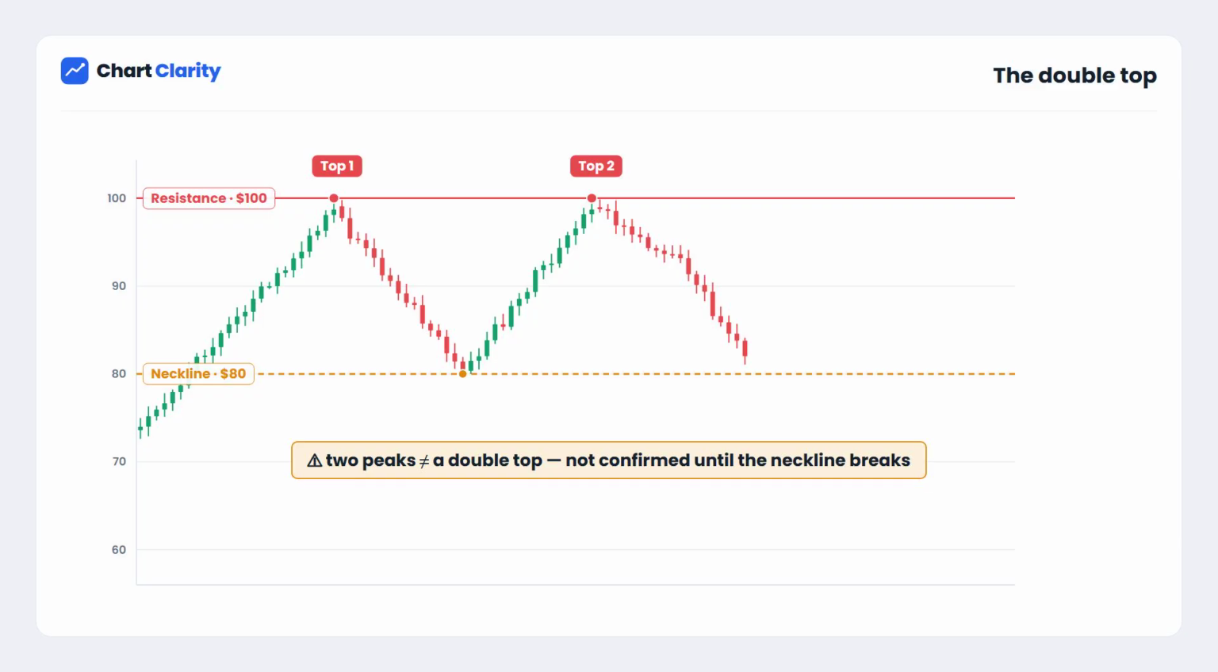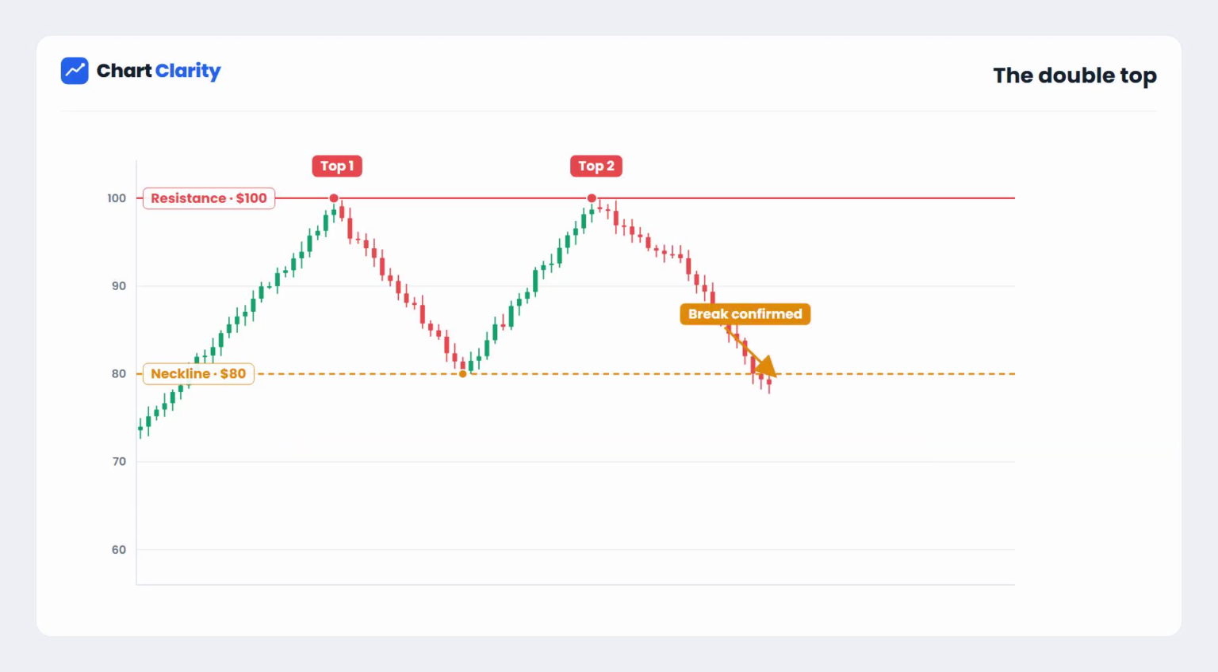This is exactly where beginners make their biggest mistake. They see two peaks, they get excited, and they jump in early. Don't. A patient trader waits for confirmation, for price to actually close below the neckline. Before the break, it's only a maybe. After the break, it's a setup. The break is your green light.